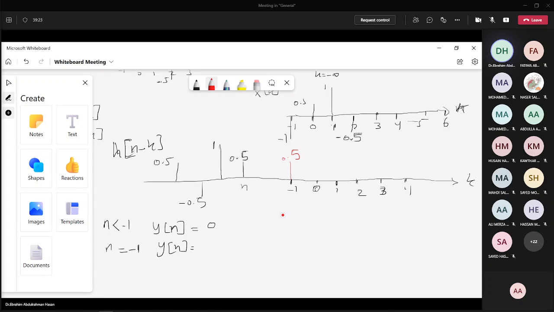Okay, then the second one will be at 1. This one is at minus 1. This is the n now, this is the n. I'm shifting like this, the one in red. Okay, then we have minus 0.5. Okay, then we have 0.5.